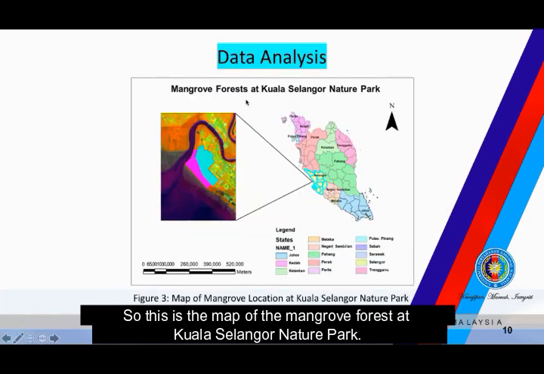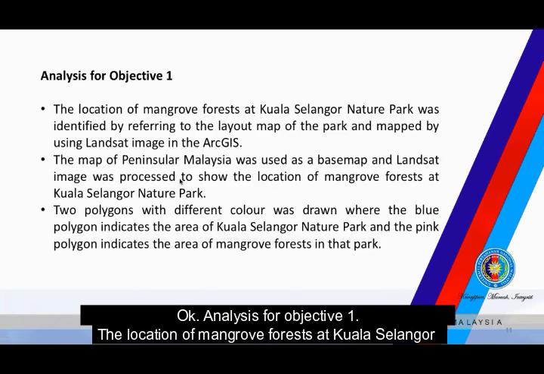So this is the map of the mangrove forest at Kuala Selangor Nature Park. Okay, analysis for objective 1.